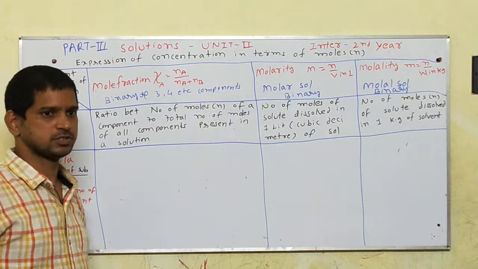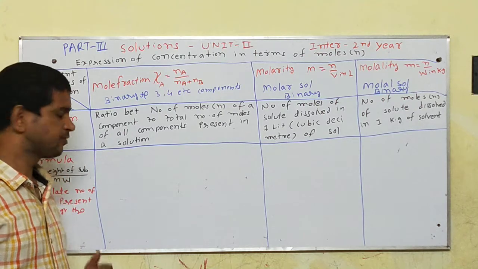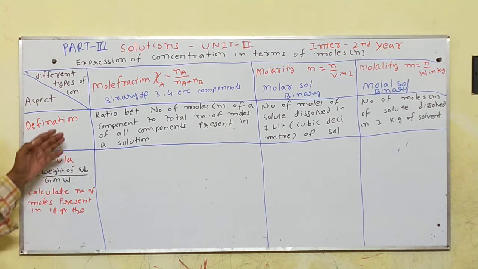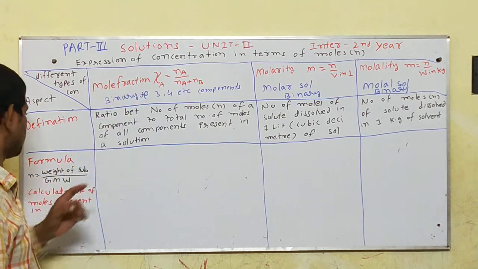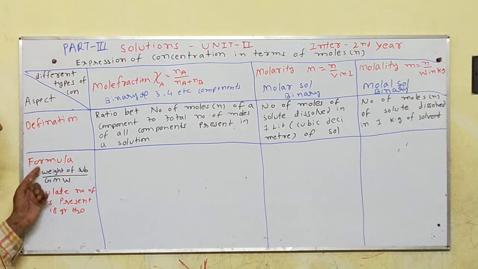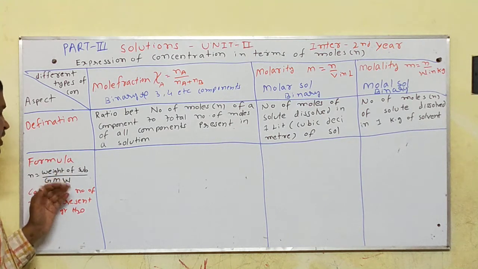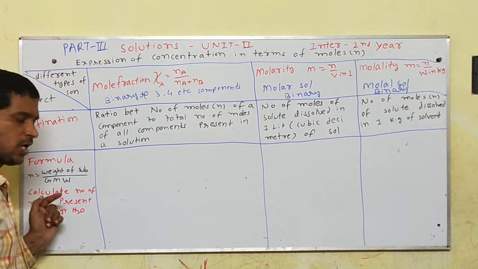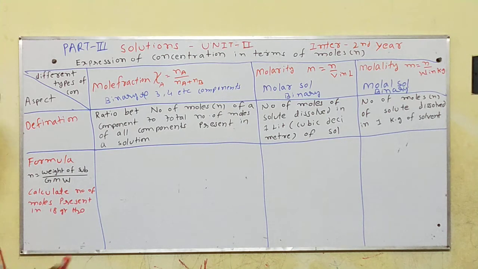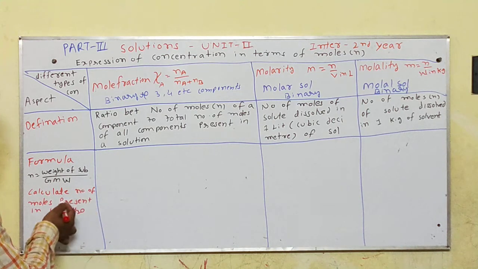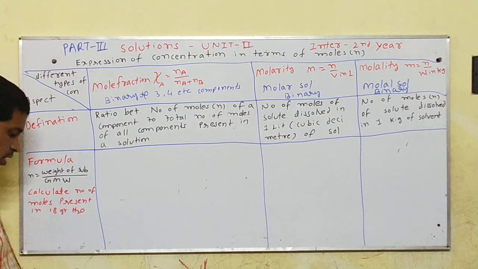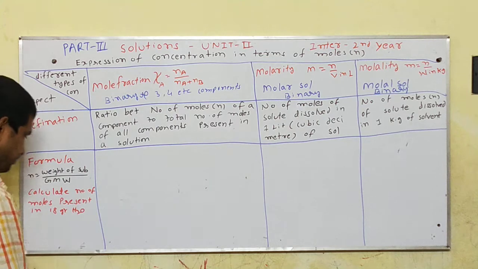Today's class, I'm going to discuss the third part of solutions, that is expression of concentration in terms of moles. First, let us see the definition and formula for mole. The formula to calculate mole, denoted by small n, is the weight of a substance divided by the gram molecular weight of that substance. I will explain it with a question. Calculate the number of moles present in 18 gram of water. The formula of water is H2O.